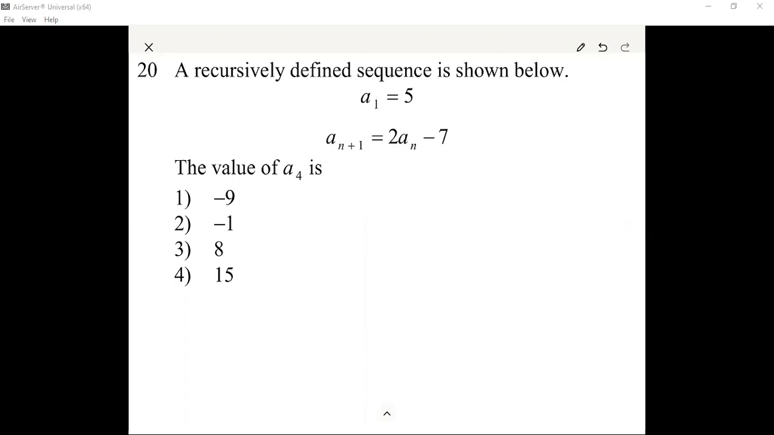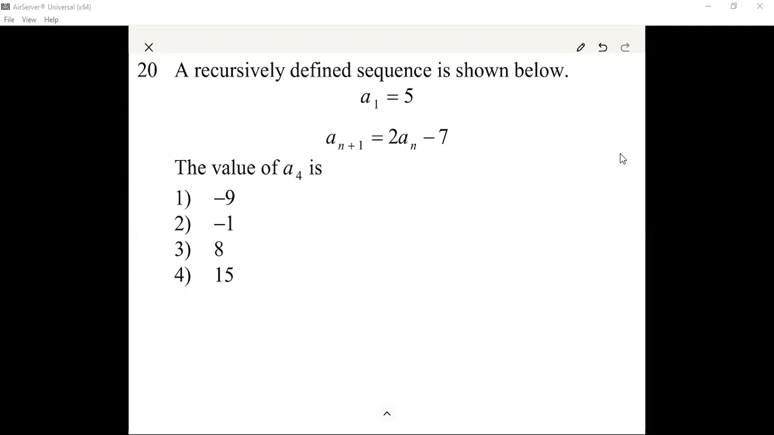They like to put one recursive sequence on the exam every year. So I want to just cover this because it's not very difficult to answer these questions if you know how to enter it into your calculator. So I'm going to show you how to do that. And at the end of the video, I'm going to have a playlist for a recursive sequence. If you don't understand this, watch that recursive sequence playlist and it should help you. All right, so let's go.